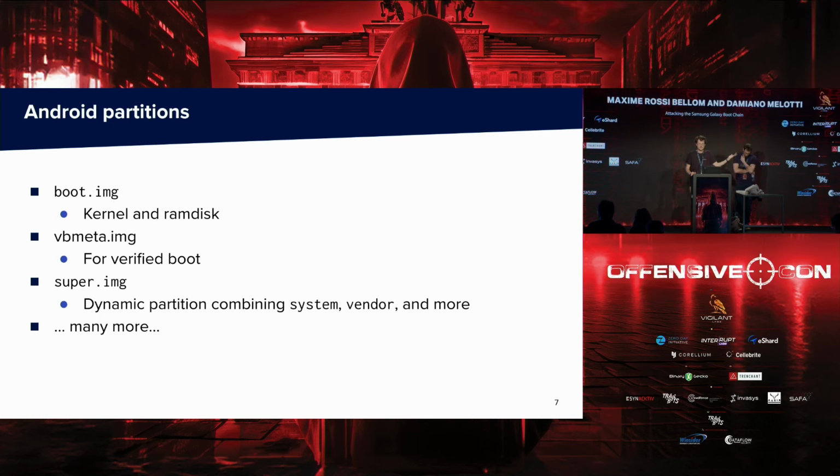Then we have the VB meta partition, which will be useful later on for verified boot. And we have the super partition. This is a dynamic partition, a bit of a special case because dynamic partitions are implemented in userland. So a bootloader will not use a dynamic partition, but the super partition contains the Android framework and the vendor binaries, and this will be useful as we move on.